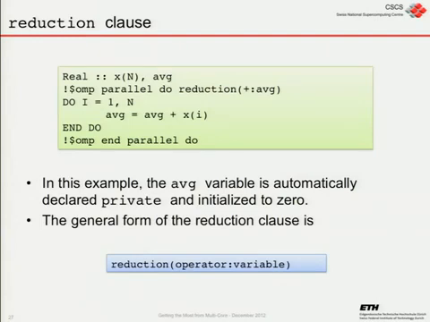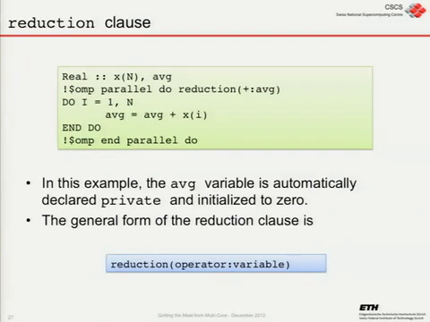It's not the average yet. We've still got to do the division. So the two things here, as I said: it's automatically declared private for each of the threads during the do loop. It's automatically set to 0 in this case because we've said it's a summation we're looking for. And then outside of the loop, it will be set to the summation of all the individual private variables.